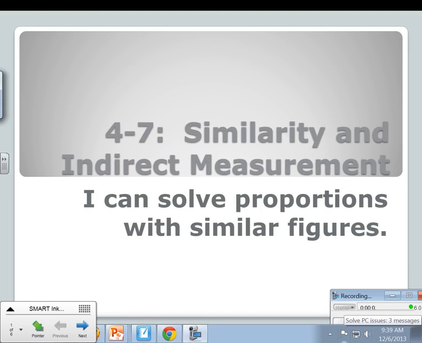In this video 4.7, we are going to be looking at similarity and indirect measurement. By the end of the video and work time in class, you should be able to say, I can solve proportions with similar figures.